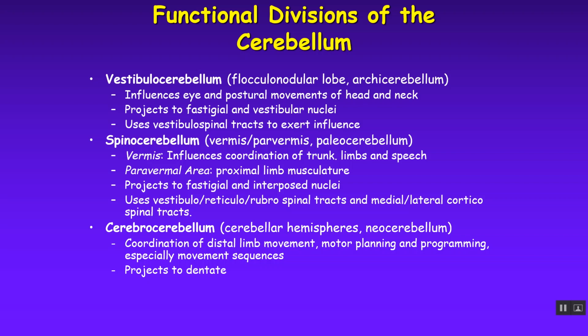Then the cerebrocerebellum is for coordination of distal limb movement and motor planning and motor programming, especially movement sequences. The cerebrocerebellum projects to the dentate, okay? And I should say, I don't have it on here, the dentate then will project up to the cerebrum to help influence the lateral corticospinal tract that's going to come down. Also the rubrospinal tract, the lateral activating pathways that are going to more distal muscles. It's going to help to coordinate those.